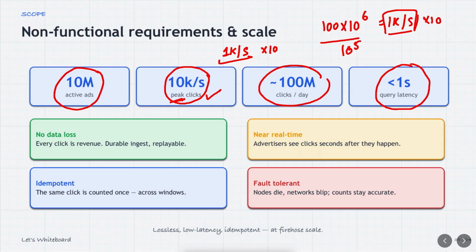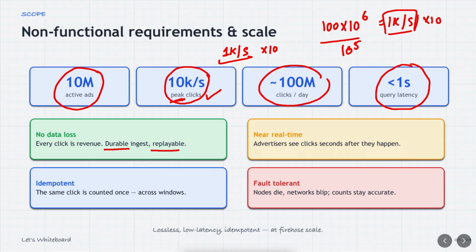Along with that, we don't want any data loss to happen. So every click must be counted. It should be durable and it should be replayable. Firstly, we should be able to ingest all of our data into our system. Nothing should be lost. And once we have ingested, it should be reliable that we have tracked it. In case any node goes down at any point of time, this should be designed in a way that it is replayable.